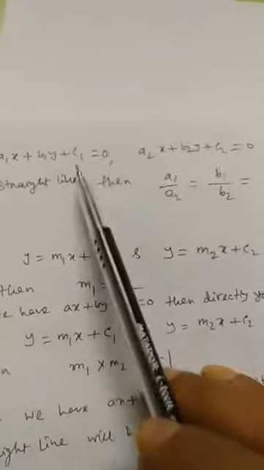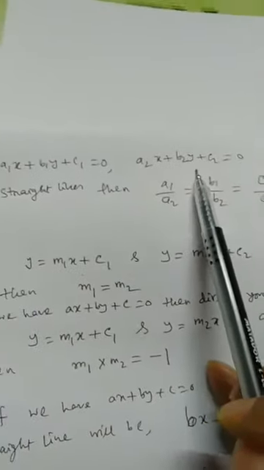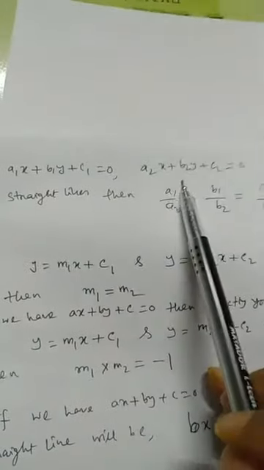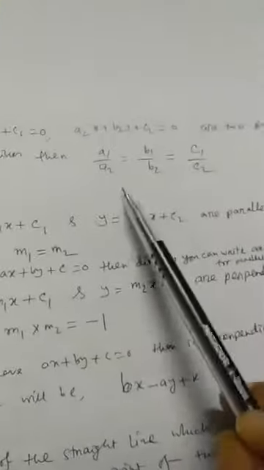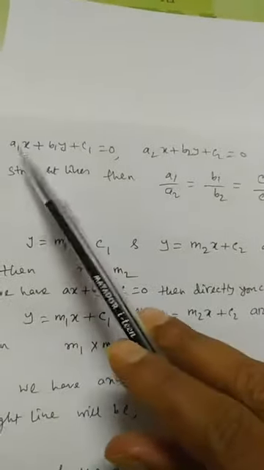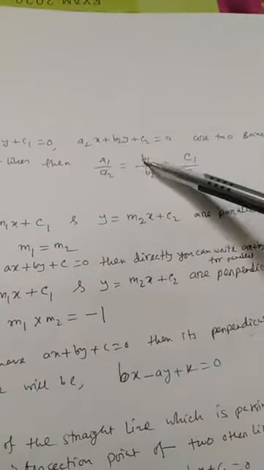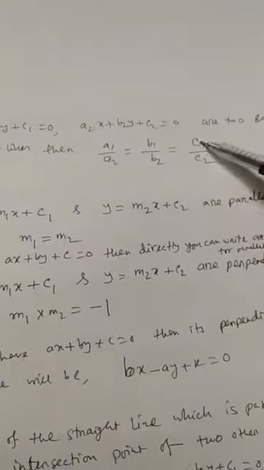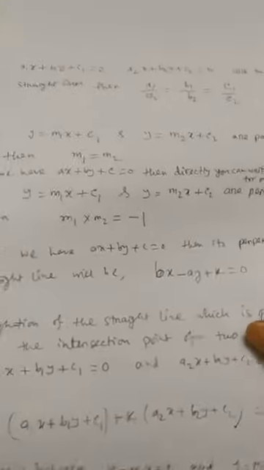Now look here, two straight lines are given, one is this one, another one is this one. How will you know that these two straight lines are the same line? What is the condition? The condition is this one. If the coefficient of x divided by the coefficient of x here, that is a1 by a2, is equal to b1 by b2, equal to c1 by c2, then these two straight lines will be the same line. Remember this one.